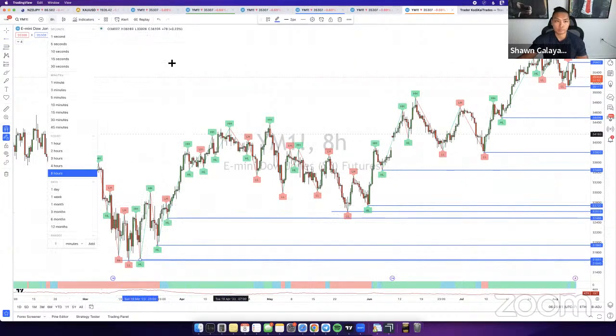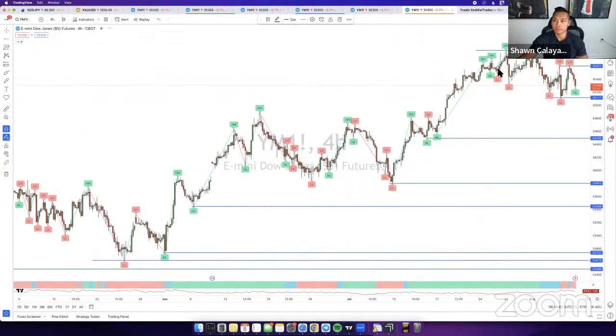I think sentiment's still bullish right now, so we'll see. We're going to take some buys here today. But there is liquidity on both sides for the most part.